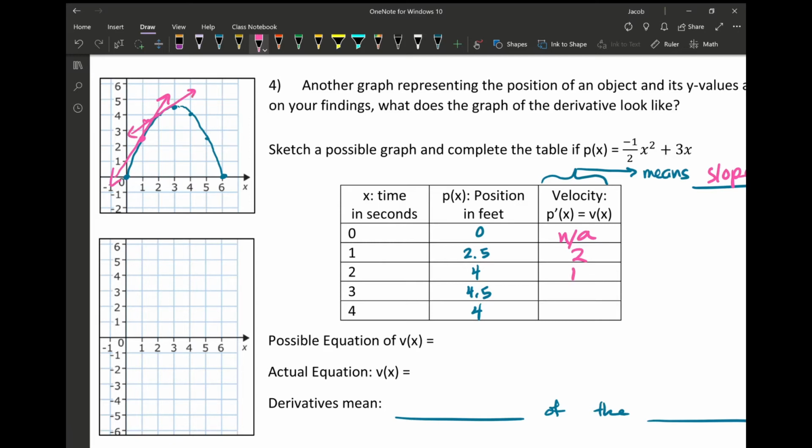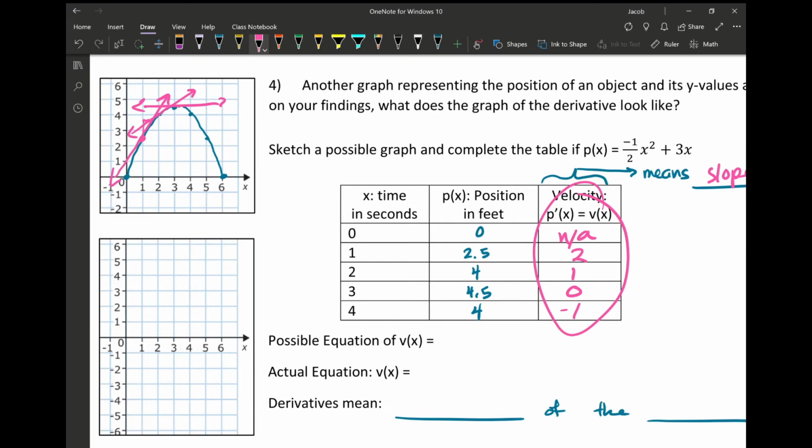At (3, 4.5), the vertex, we know what that is. That's a slope of 0. At (4, 4), we have a slope of -1. And then it looks like we could repeat the same value for 2, but we're going to stop there. So here we have our tangent line slopes, and they're listed in the table.